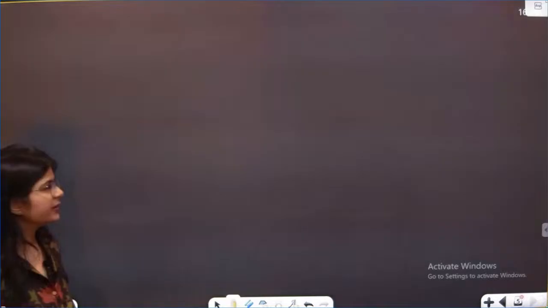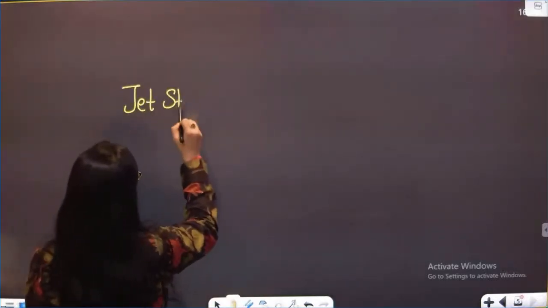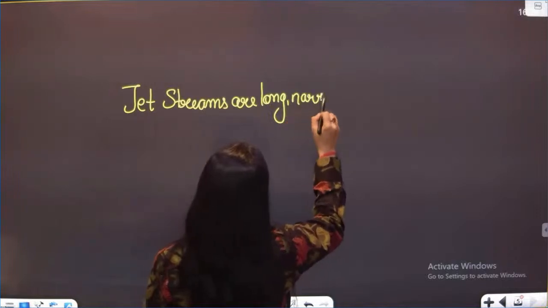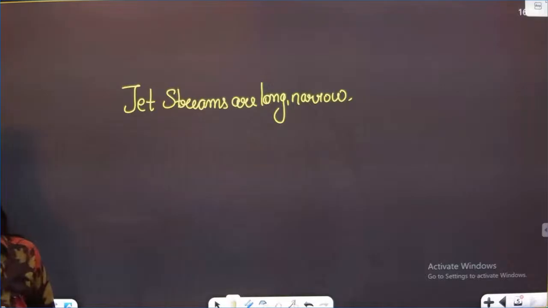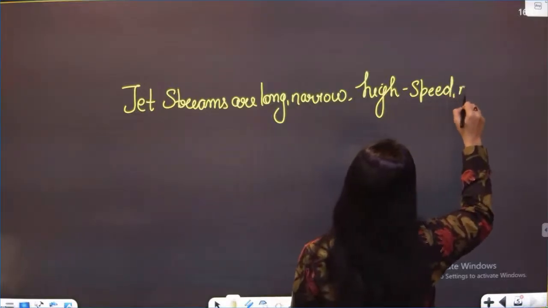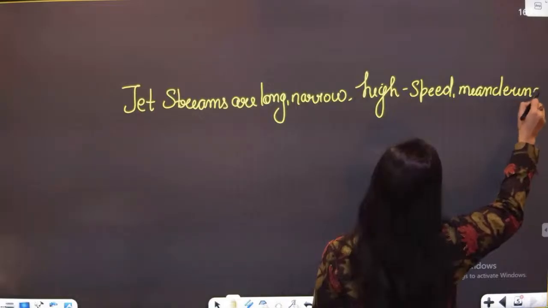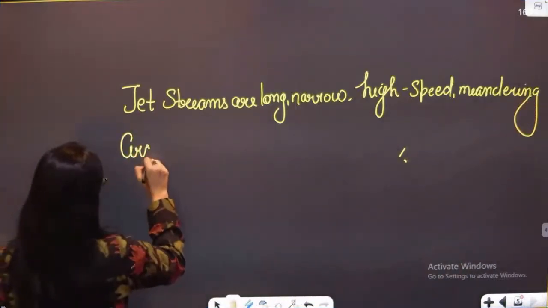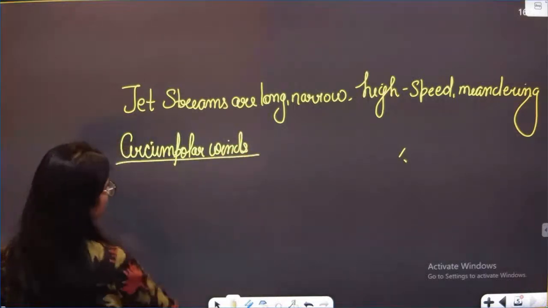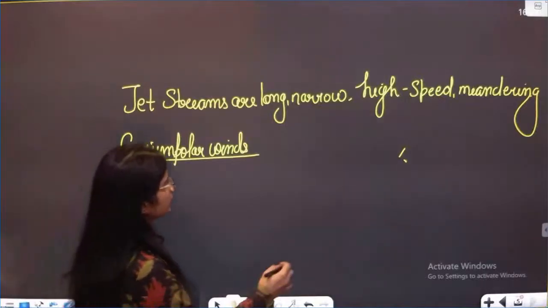Now write down the basic definition. Jet streams are long, narrow, high speed, meandering, circumpolar winds. Circumpolar winds.